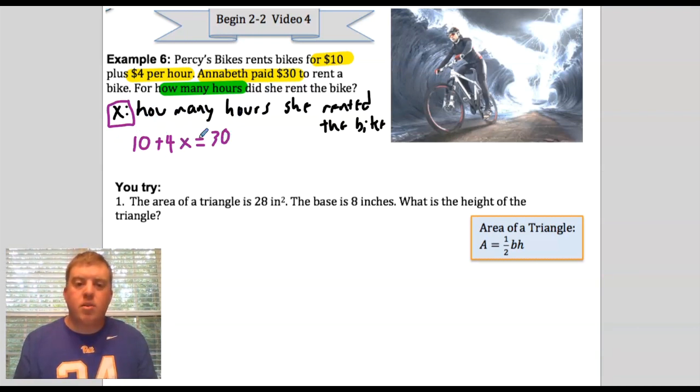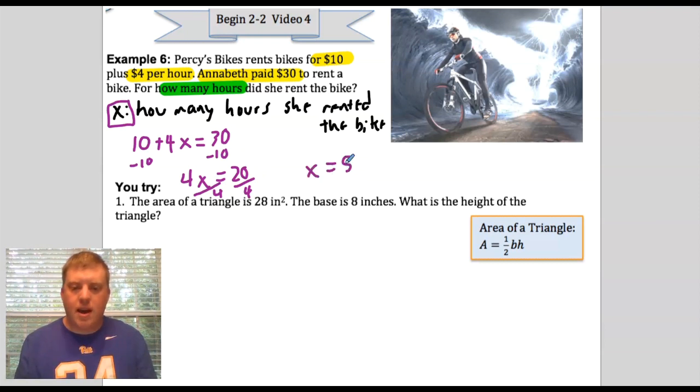So now that we have our equation set up, all we have to do is solve for that x, and it will tell us how many hours that she rented the bike. So I'm going to subtract 10 from both sides because I have to undo the addition first. I get 4x = 20. Of course, anytime we have a number in front of a variable like that, it's going to mean that we are multiplying, and we undo multiplying using the inverse, division. So I'm going to divide both sides by 4, and that will give me x = 5.